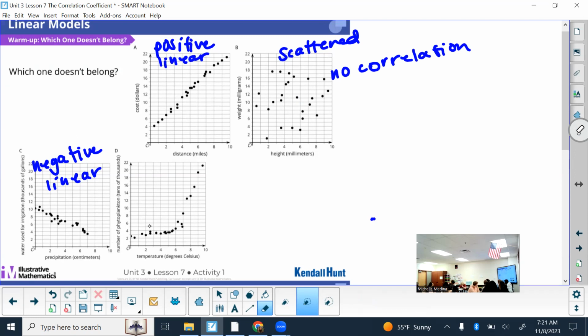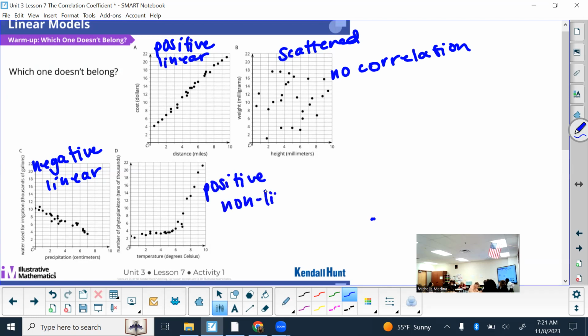All right, and then who says that D doesn't belong? All right, Keegan. Okay, so positive non-linear. The pattern of this actually follows a different type of function that you guys will learn about next semester, called exponential functions, but you don't have to worry about that this semester.